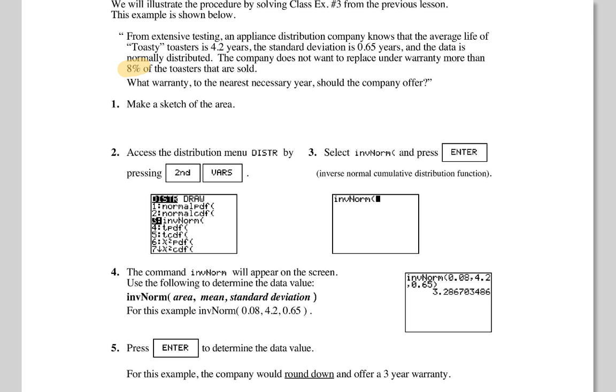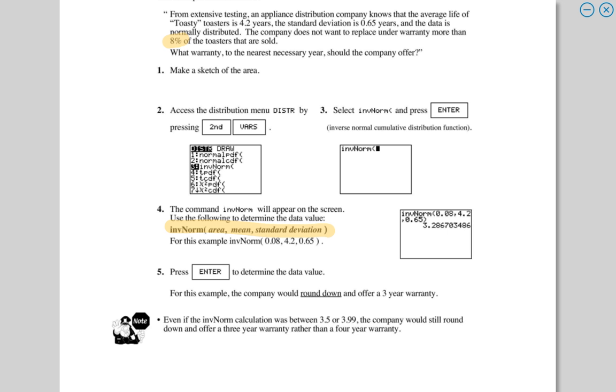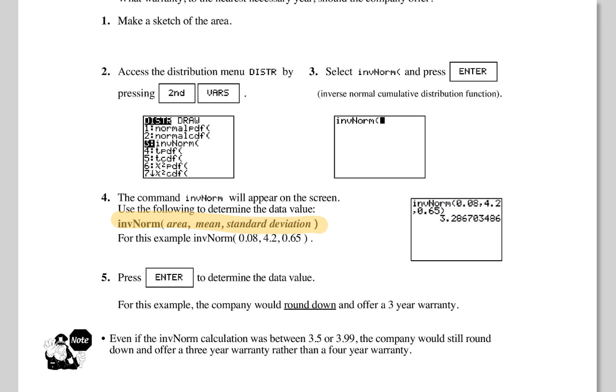Take a look at how you enter this in the calculator. You go inv norm, so it's the same place, second vars, it's number 3 on the list. And then you have to put in the area and then the average and the standard deviation, just like down here. You put in the area as a decimal, so that 8% you have to put in as 0.08. And then you put the average and then the standard deviation. All right, so this is going to spit out 3.3 years.